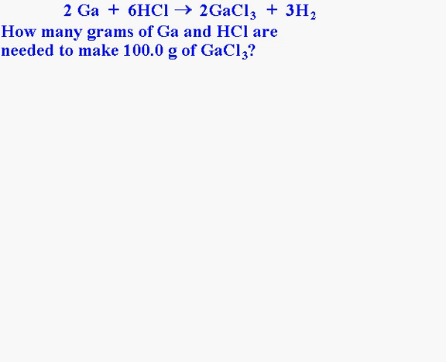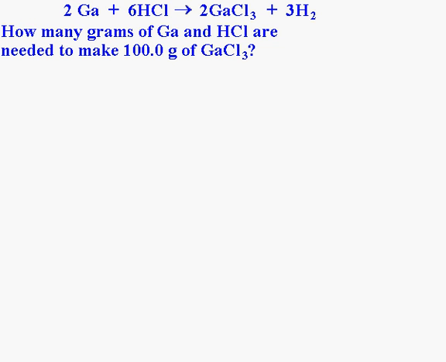I need to figure out the mass of Ga and the mass of HCl necessary to make 100.0 grams of GaCl3. How in the world am I going to do that? Well, the first thing I have to realize is I can't do anything with a chemical equation unless the quantities I'm working with are in moles. Grams don't mean anything to a chemical equation. The chemical equation gives you the relationship between each substance in terms of moles. So when I have grams, the first thing I have to do is convert to moles.